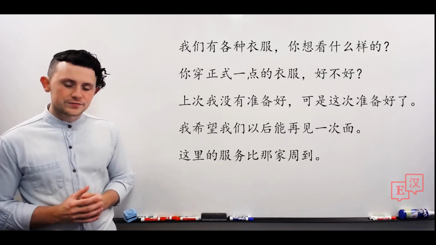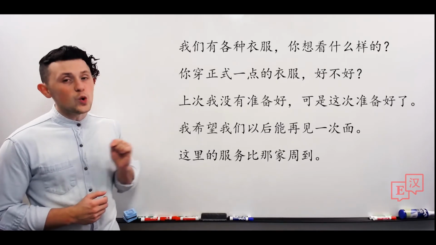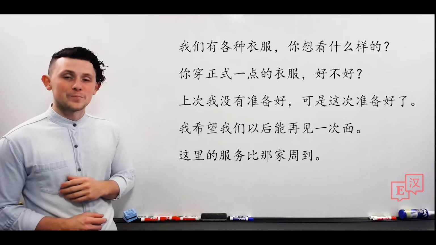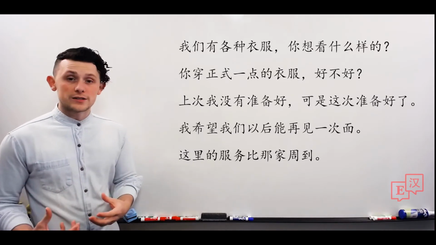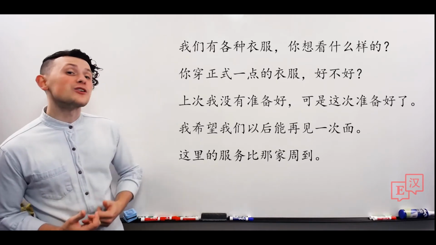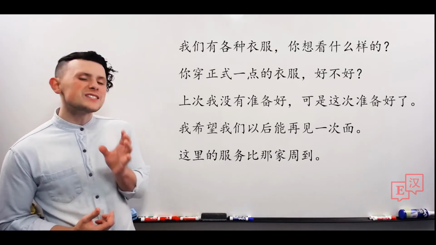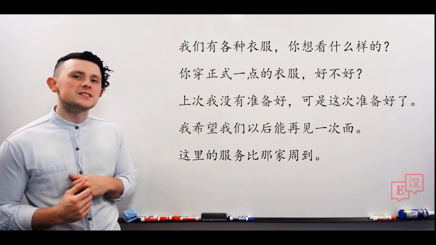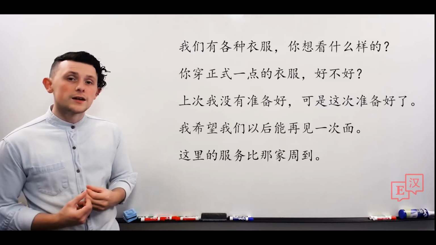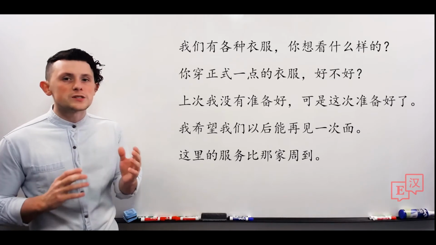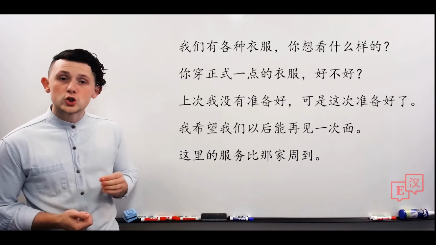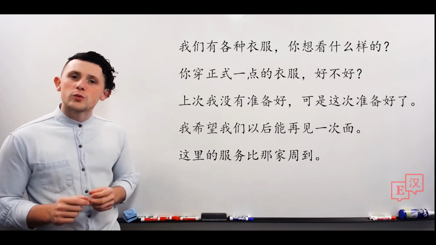Our next sentence. 这里的服务比那家周到. So this restaurant, or here, the 服务, service, is better than that one's. Now we say 周到. 周到 means thoughtful, considerate. It's a way of saying specifically with service or someone's attention to something that they really were careful and attentive. 周到. And also note, we say 家.